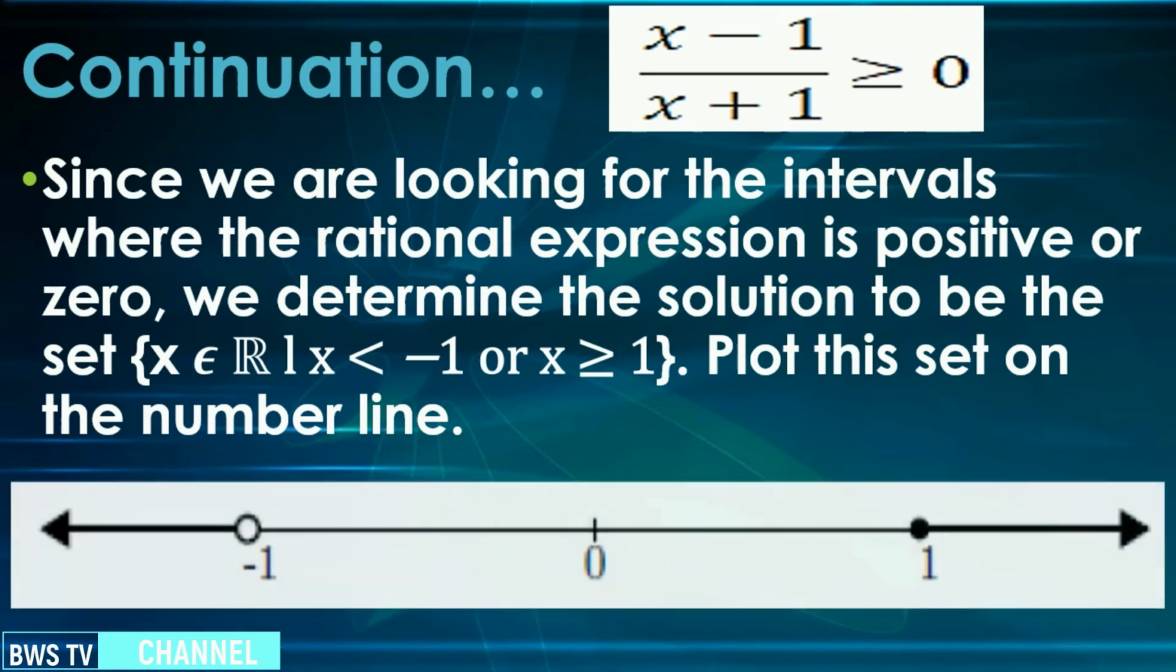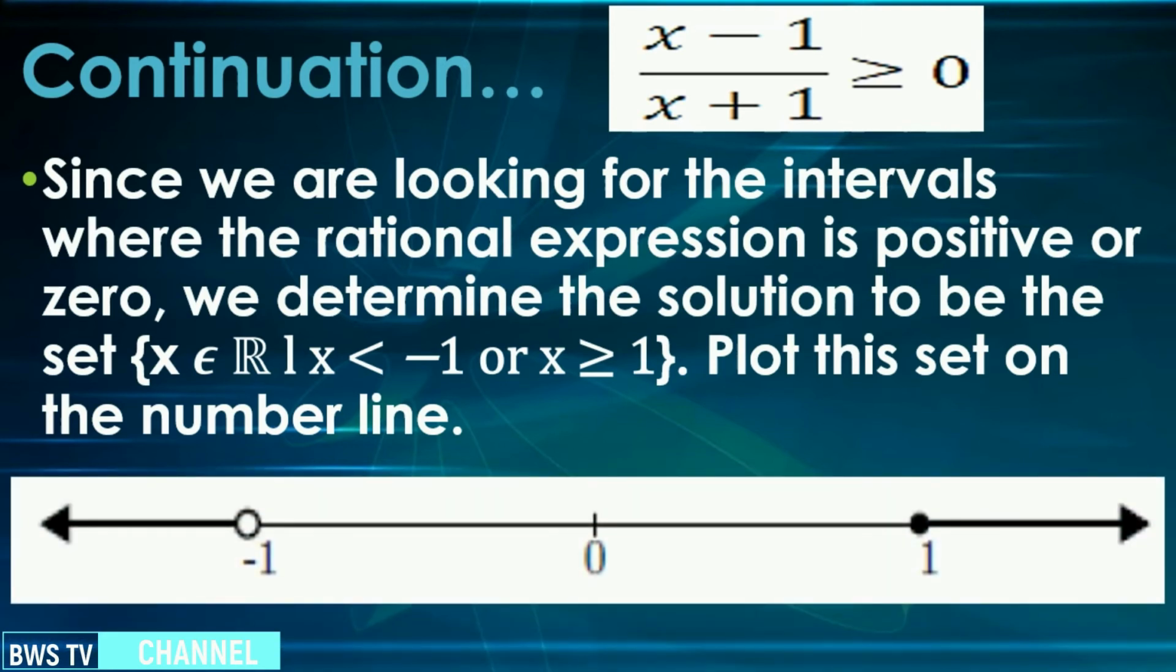So the value of x is less than negative 1 and from 1 and above. So the solution set is the set of all real numbers such that x is less than negative 1, or x is greater than or equal to positive 1. And that is what you can see in the number line. For negative 1, it is a hollow circle, which means it's not included. And for positive 1, it's a shaded circle, because positive 1 is included in the solution set.